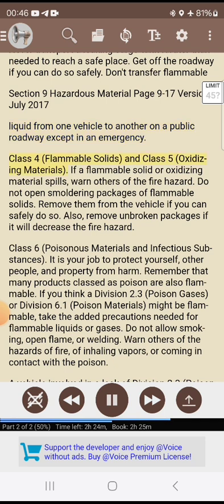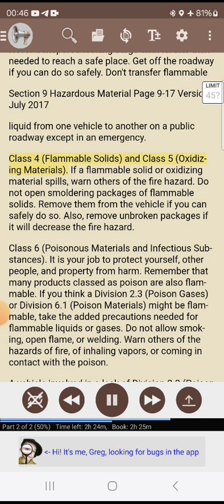Class 4 Flammable solids, and Class 5 Oxidizing materials. If a flammable solid or oxidizing material spills, warn others of the fire hazard. Do not open smoldering packages of flammable solids. Remove them from the vehicle if you can safely do so. Also, remove unbroken packages if it will decrease the fire hazard.